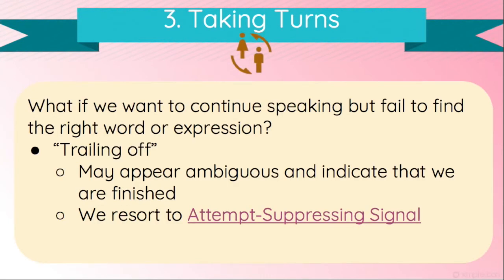So what if we want to continue speaking, but we're at a loss for words, like we don't know what to say next, but we do have a topic in mind to talk about? What happens is a phenomenon called trailing off. It may appear ambiguous and indicate that we are finished. We could stop talking, but at the back of our minds, we actually want to keep on talking. So what we resort to are attempt suppressing signals.